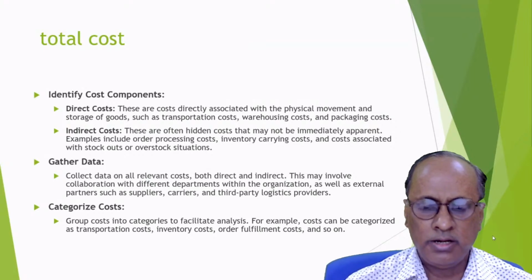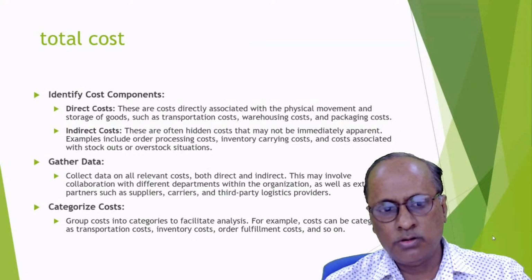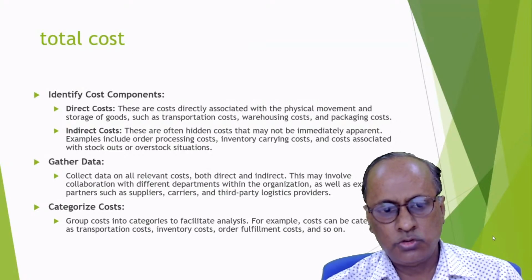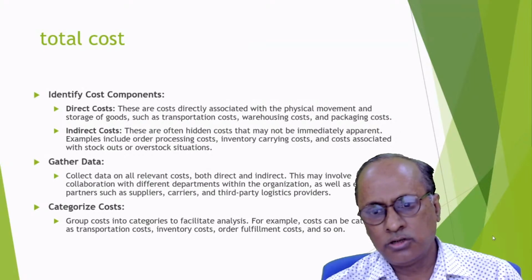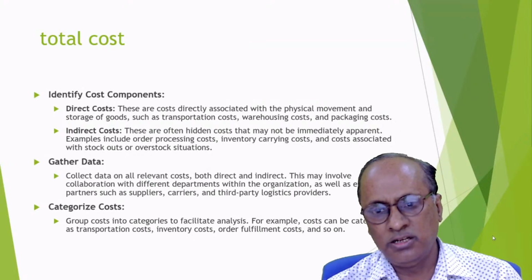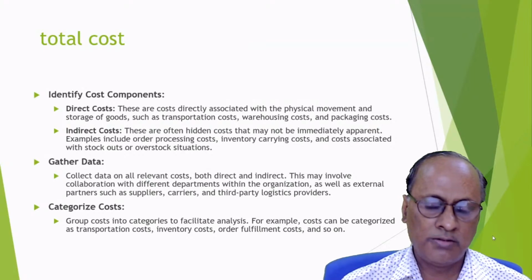When materials move from one place to another, or when we store certain goods, we have transportation cost, warehousing cost, say the electricity bill, salary of the guard or salary of the storekeeper, and packaging cost. All these costs are direct costs. Indirect costs are sometimes hidden costs.